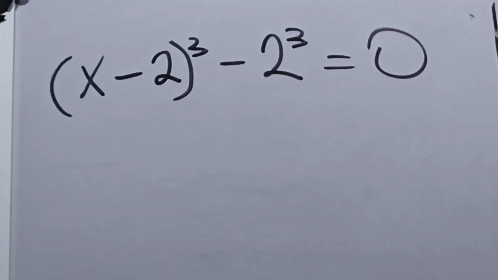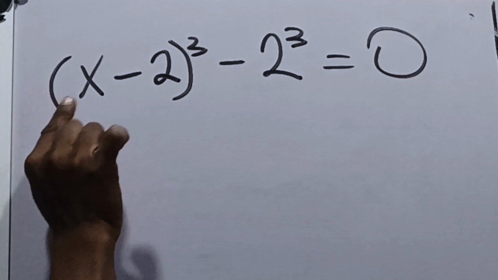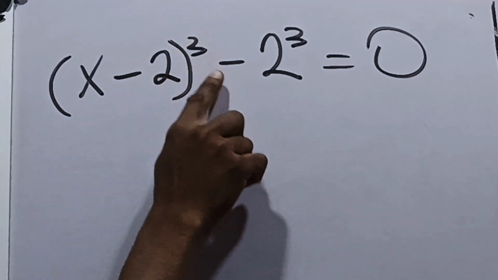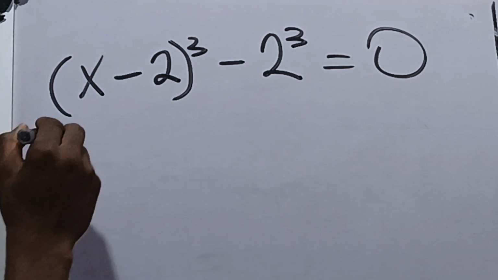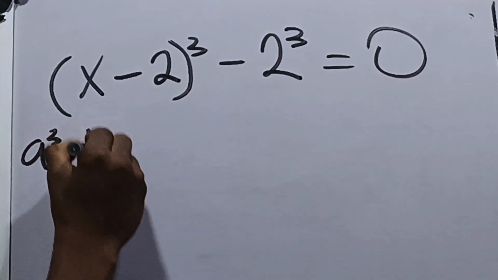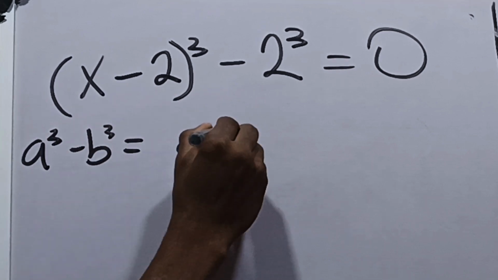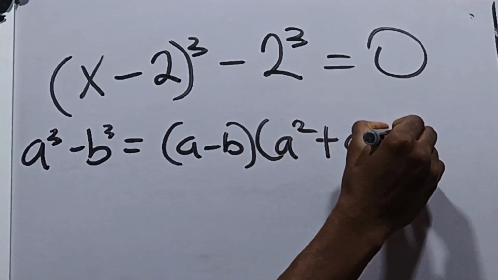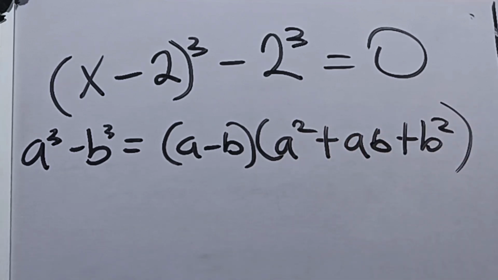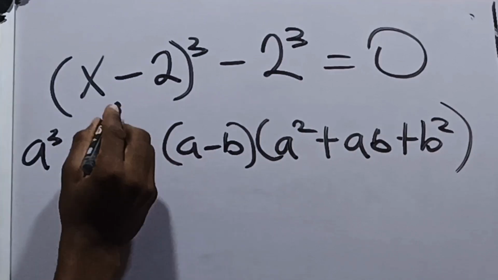So moving on from here, we have the second condition, which says that (x − 2)^3 − 2^3 is equal to 0. Solving this, we use the difference of 2 cubes. The difference of 2 cubes is similar to the sum of 2 cubes, but the difference is that a^3 − b^3 is equal to (a − b) into (a^2 + ab + b^2). Okay, hence applying this law here, we have a to be this and b to be this.